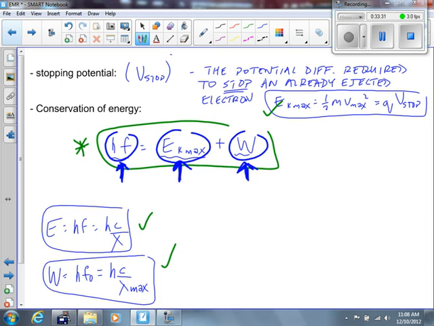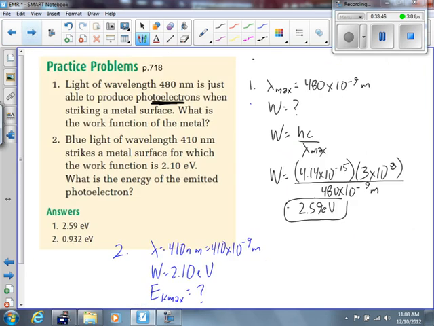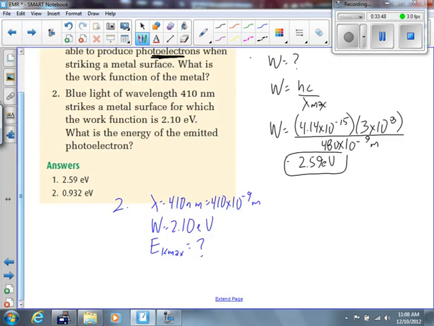What do you want to do here? Spencer? Let's use hf is equal to EK max plus W, the one that doesn't appear on my data sheet. Now, we got a bit of a problem here, but it's not a big one. I don't know what f is, right?